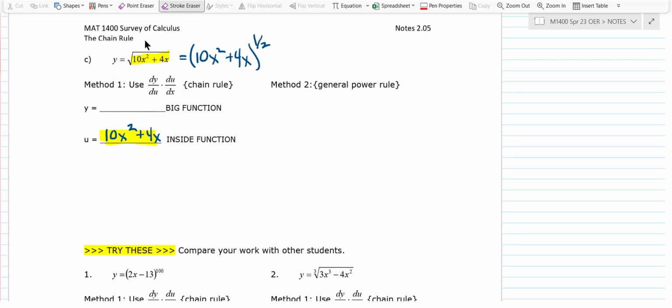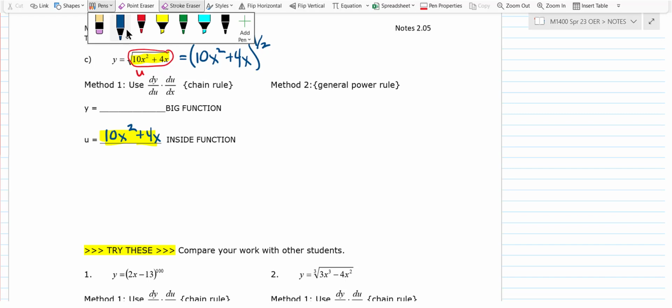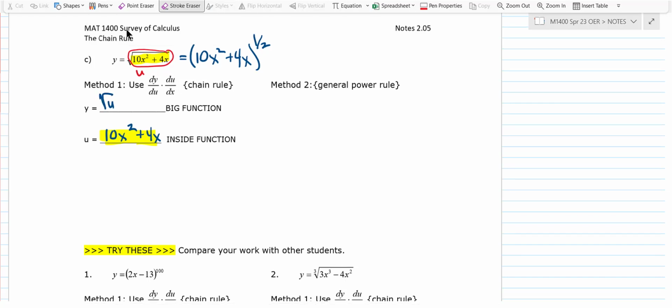Okay, so now the big function is, all you're really doing is this inside part just turns into u. We just use that intermediate variable u. So you can write this as square root of u, or you could just write that as u to the 1/2 power. You're going to have to do that anyway. Okay, so you identified the inside function and the big function. All right, so now write down your chain rule.